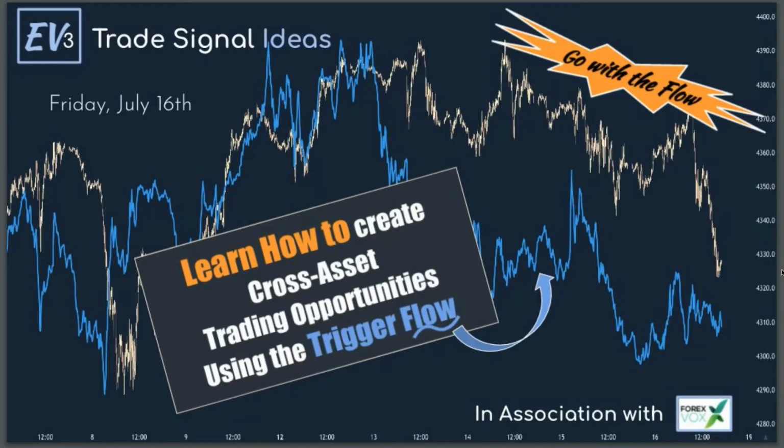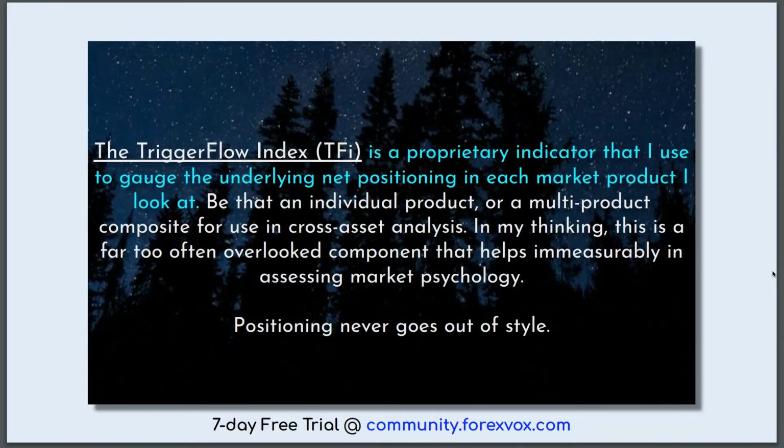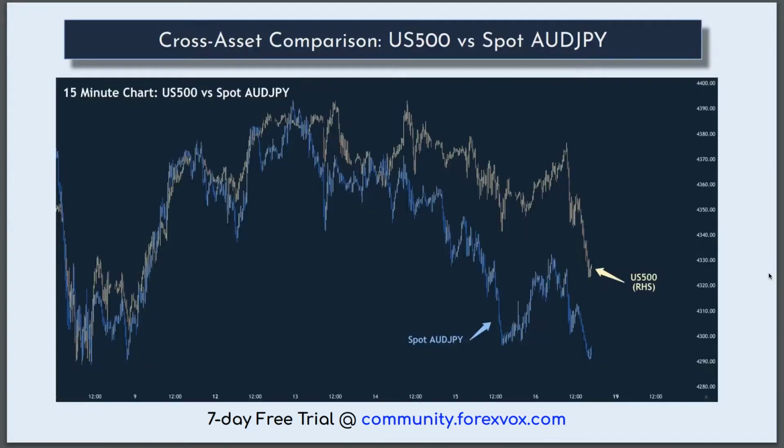Today, Friday, July the 16th, learn how to create cross-asset trading opportunities using the TriggerFlow. The TriggerFlow Index, to define it, is a proprietary indicator that I use to gauge the underlying net positioning in each market product I look at, be that an individual product or a multi-product composite for use in cross-asset analysis. In my thinking, this is a far too often overlooked component that helps immeasurably in assessing market psychology. Positioning never does go out of style.